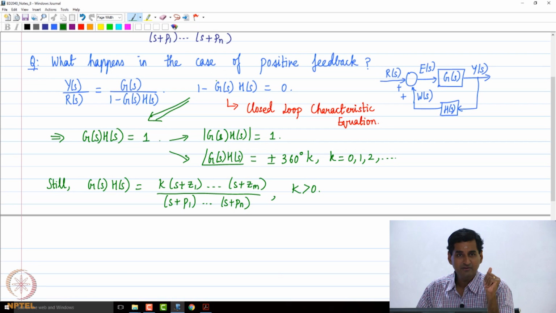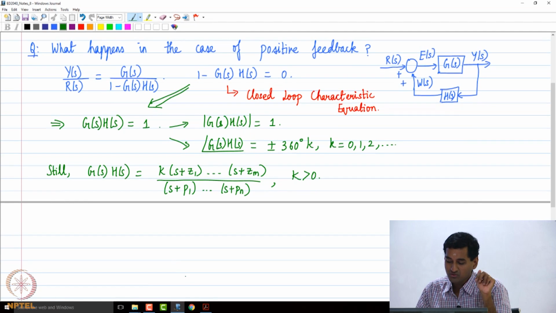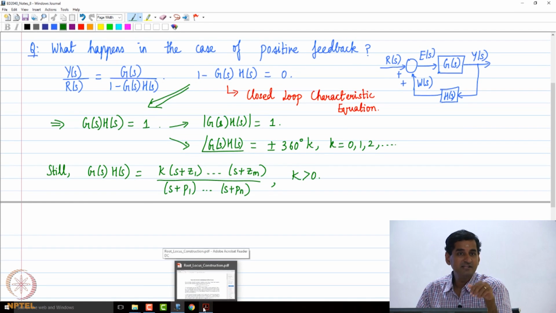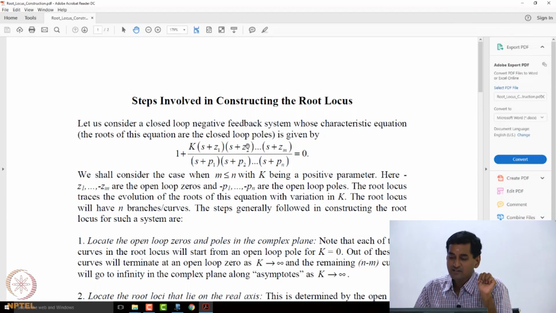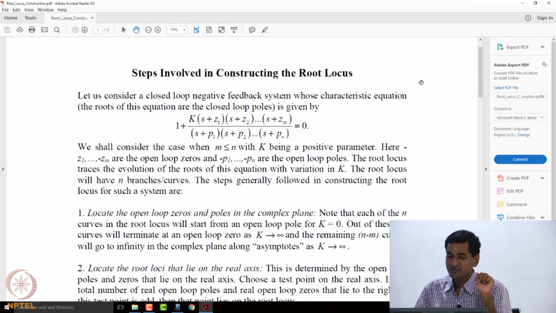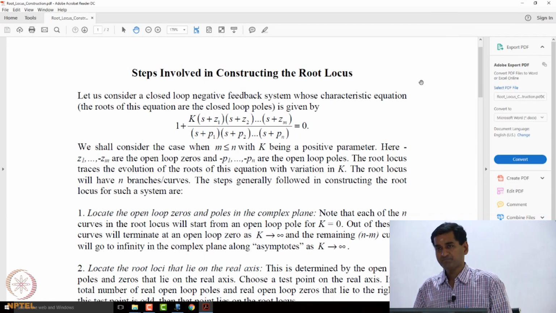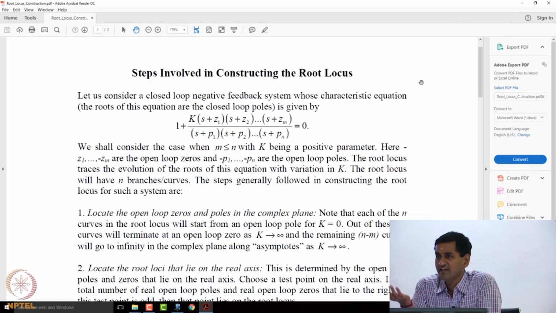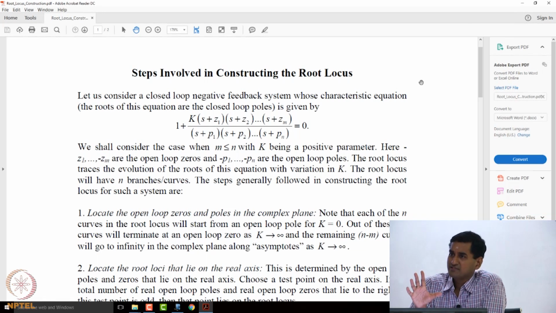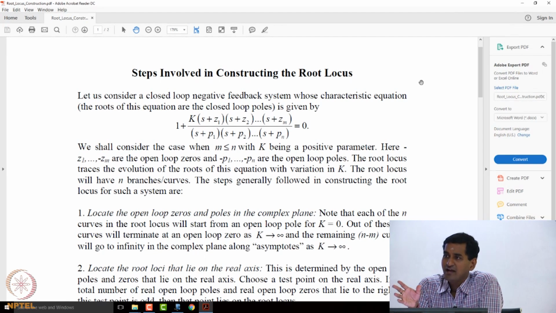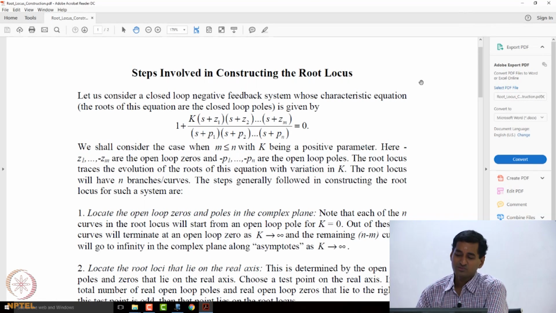Is it clear? What is the change that occurred? Let us go to the document where I had listed the steps involved in the construction of root locus and figure out what really happens. It is pretty straightforward to figure out that since the angle condition changed, whatever steps we learnt previously that used the angle condition are going to change. So, let us go through each step.